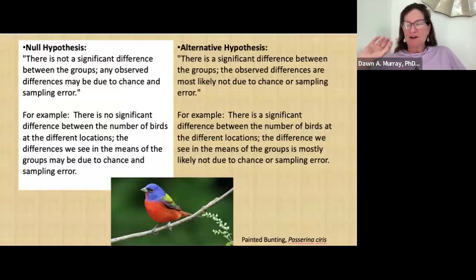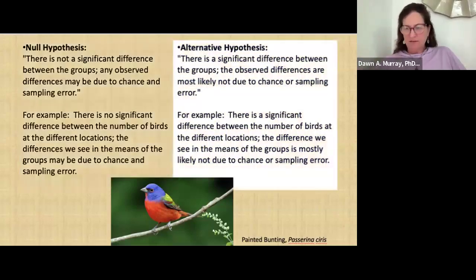We also want to remember our null and alternative hypotheses. The null hypothesis is always that there's not a significant difference between groups that you're analyzing. And the thought is that any observed differences may be due to chance or sampling error. So, for example, here's a painted bunting, beautiful bird, and an example of a null hypothesis is there's no significant difference between the number of birds at different locations. So the differences that we see in the means of the groups could be due to chance or sampling error.